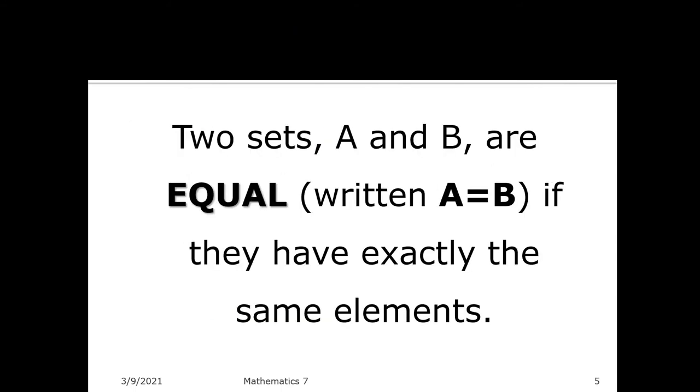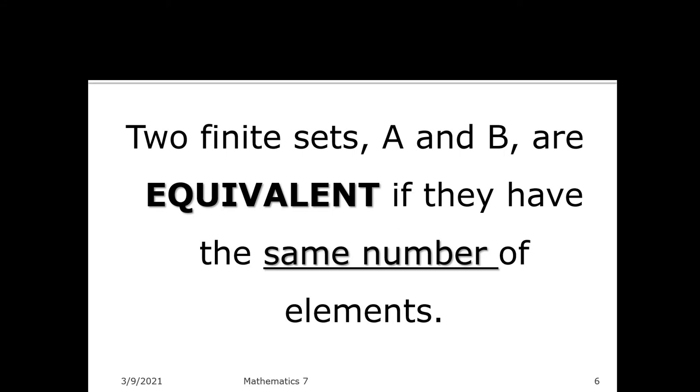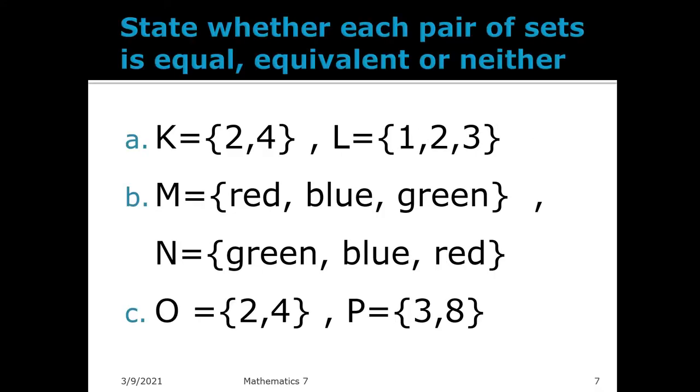Two sets, A and B, are equal, which is written A equals B, if they have exactly the same elements. Two finite sets, A and B, are equivalent if they have the same number of elements. So take note, the same number of elements. There's a difference between equal and equivalent. So let's see if the following pairs of sets are equal, equivalent, or neither.